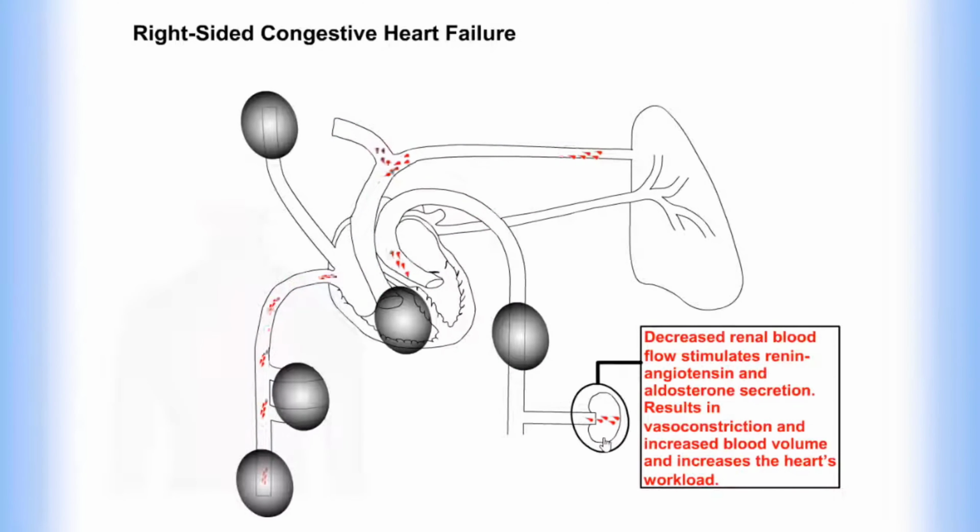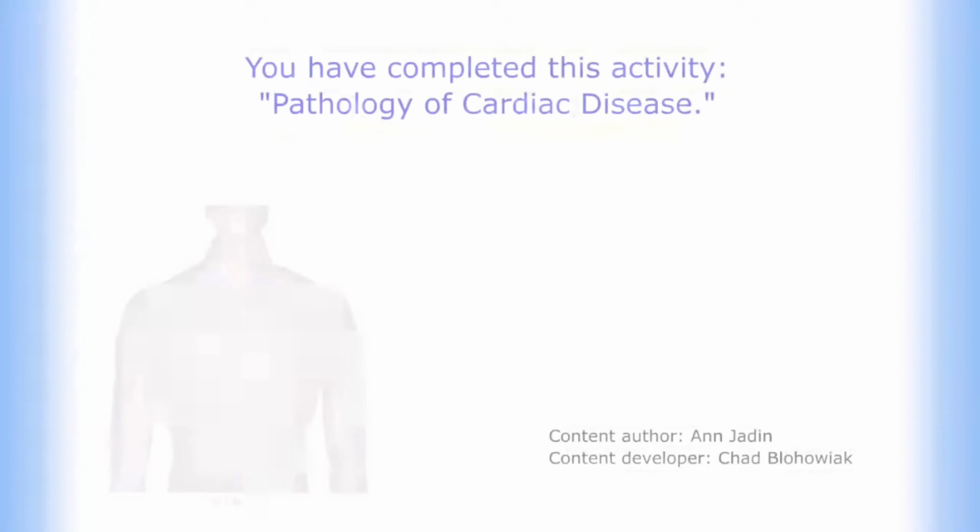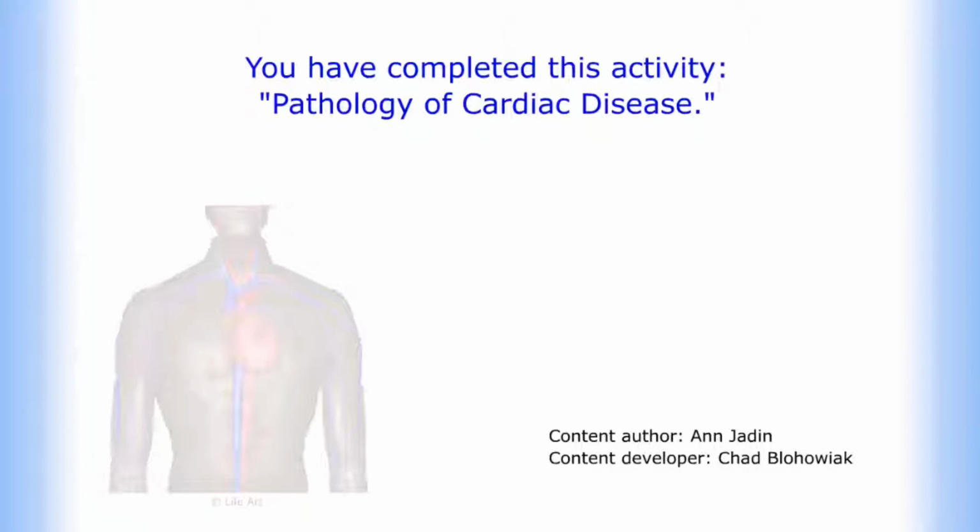Decreased renal blood flow stimulates renin-angiotensin and aldosterone secretion. This results in vasoconstriction and increased blood volume and increases the heart's workload. You have completed this activity, Pathology of Cardiac Disease.